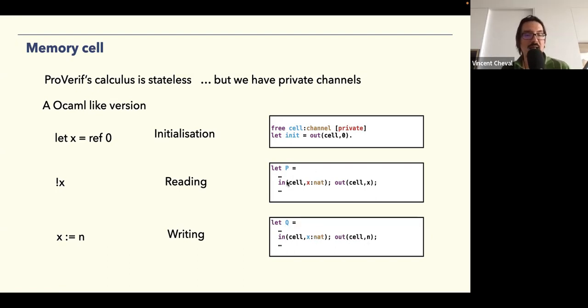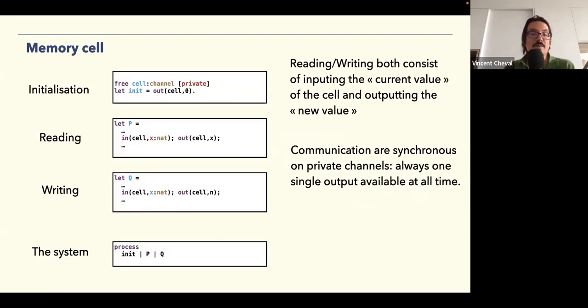So why do we always have this input followed by output? Again, it is because of the property in ProVerif where internal communications are synchronous, meaning that when you do an output and an input, it's both input and output together. And so typically there is always one single output available at all times, and the value of this output represents the current value of the memory cell.